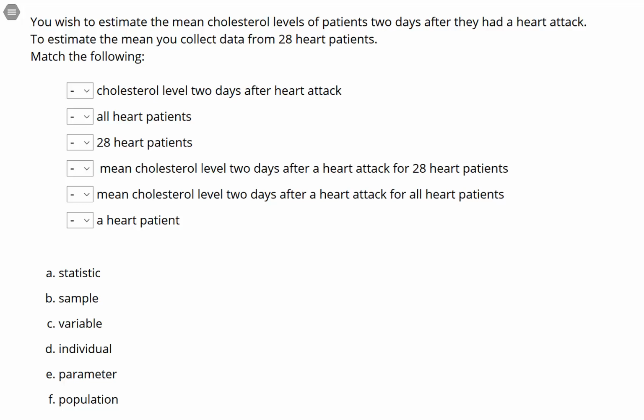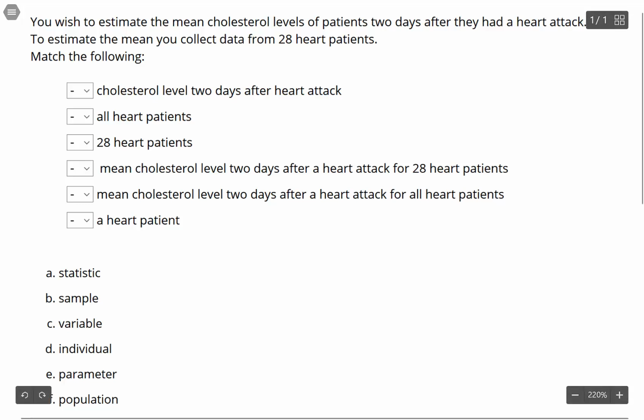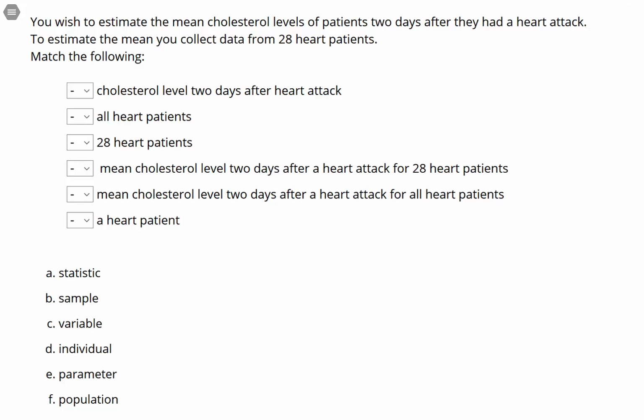Match the following: the cholesterol level 2 days after a heart attack, all heart patients, 28 heart patients, mean cholesterol level 2 days after a heart attack for 28 heart patients, mean cholesterol level 2 days after a heart attack for all heart patients, a heart patient. And the terms we have to match those up with are statistic, sample, variable, individual, parameter, and population.